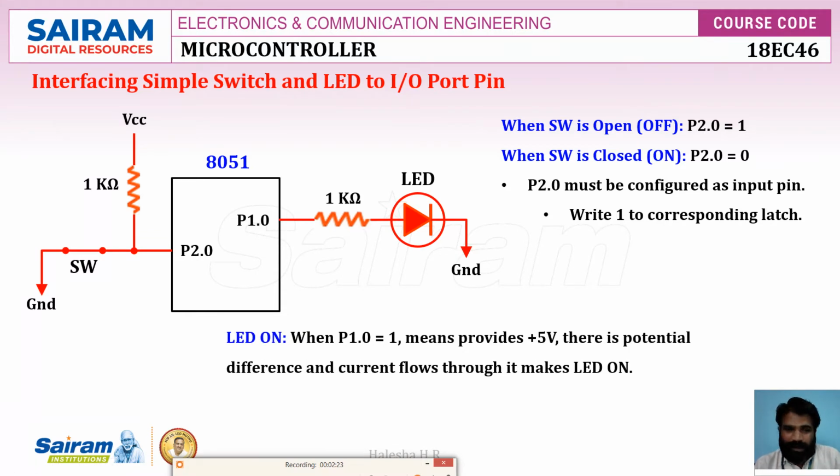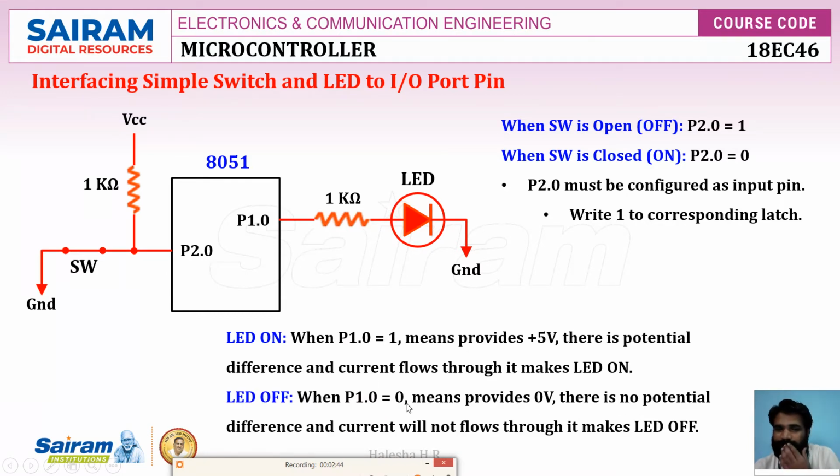Here the LED is on when this pin drives 1, that means it provides plus 5 volts. Then there is a potential difference between the anode and cathode, current will flow, and the LED turns on. When this pin drives 0, that means it provides 0 volts, there is no potential difference between the anode and cathode. Hence current will not flow through it and the LED is off.